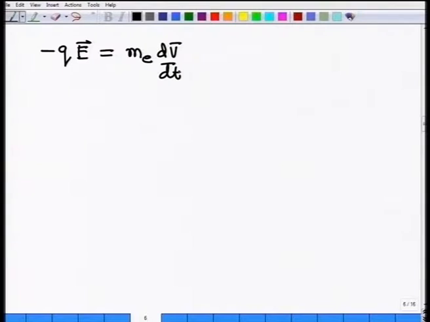Now, if I plot velocity or speed, let me say, essentially the minus sign says the direction of v and E are different. The directions of this E and this v are opposite.